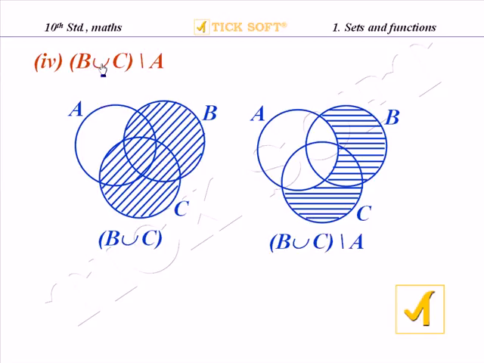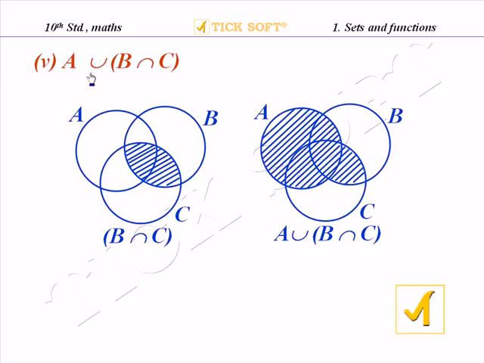Then B union C difference A. So this is your B union C. This is B and this is C, and you are taking B union C. Then B union C difference A means from this B union C you are subtracting the A. So what do you have? These three parts will not be there, 1, 2, 3. These three parts will not be there, and the remaining you are taking. So this is B union C difference A.